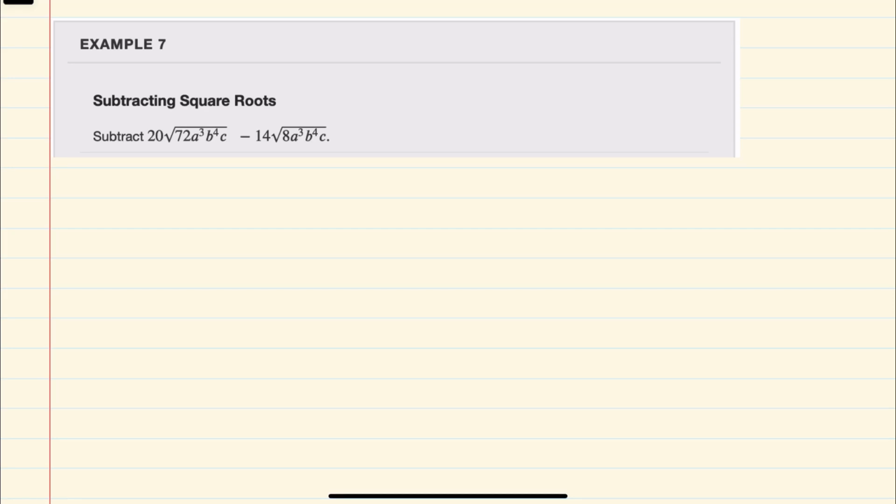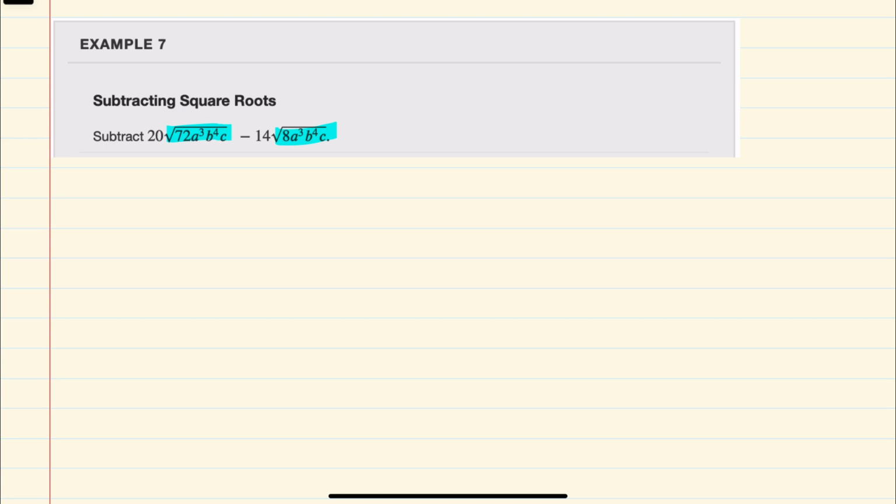In this video, I'll be helping you with a math topic called subtracting square roots. And this example is taken from the OpenStax college algebra text. We can see that we're asked to subtract these two expressions here. However, the radicals are not the same.